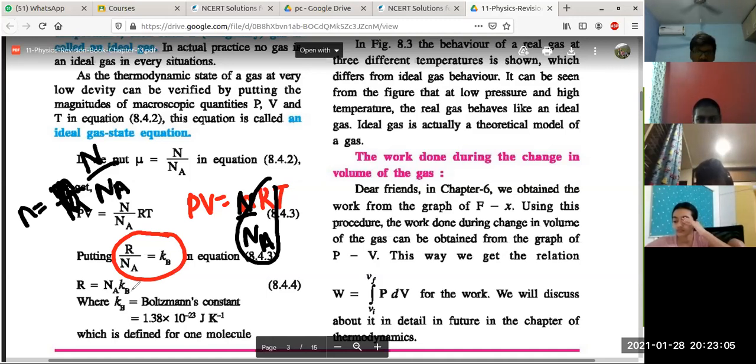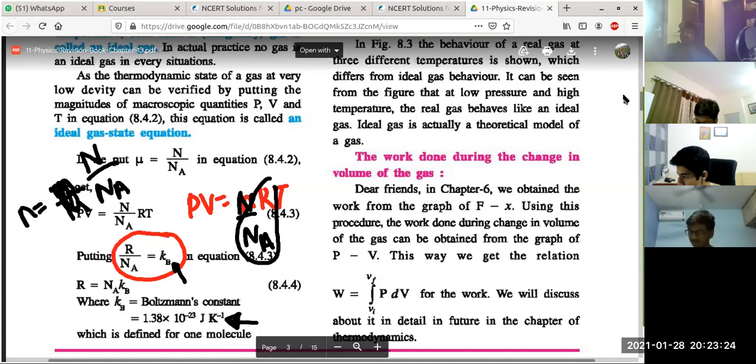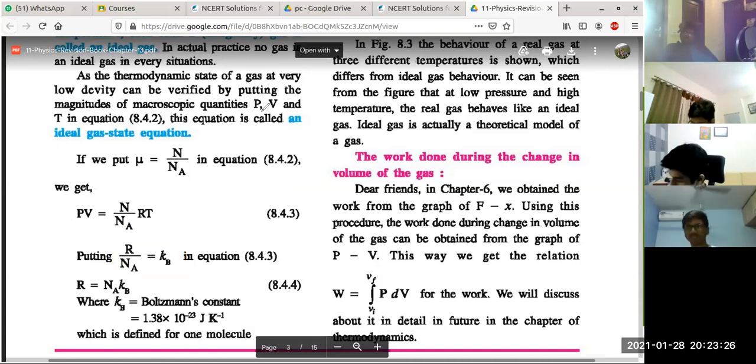Write it down, and write its value. R by Na, R is the gas constant and Na is the Avogadro constant. If you divide them, you get a new constant called the Boltzmann constant, and the value is this. Remember this. Write it nicely. Everyone written it? What is Na? Na is Avogadro number.